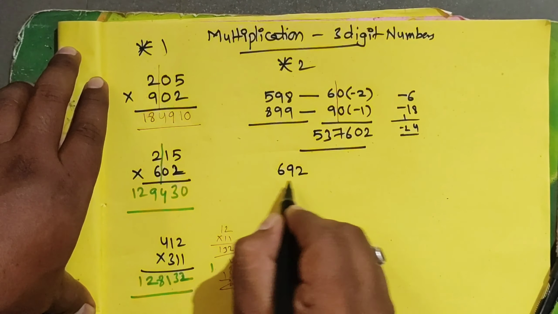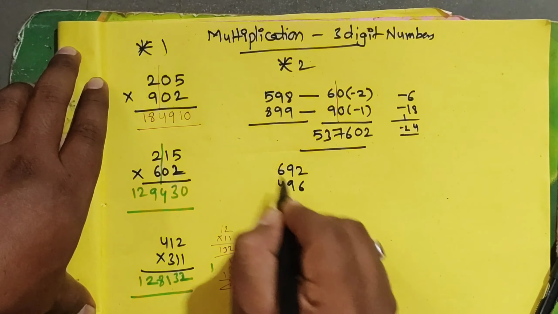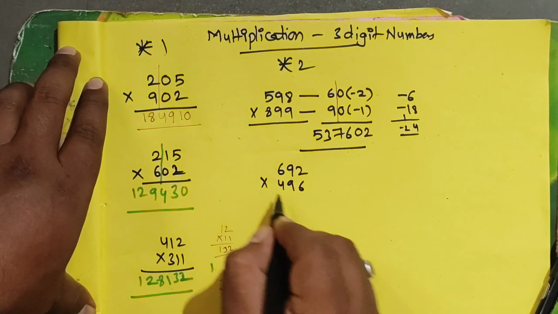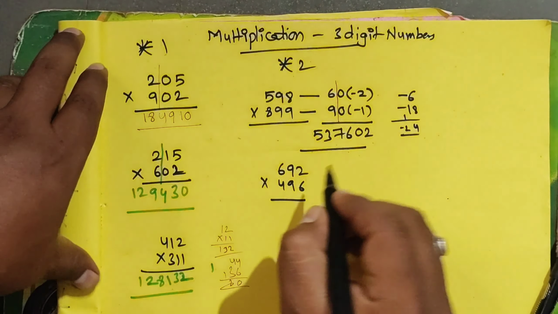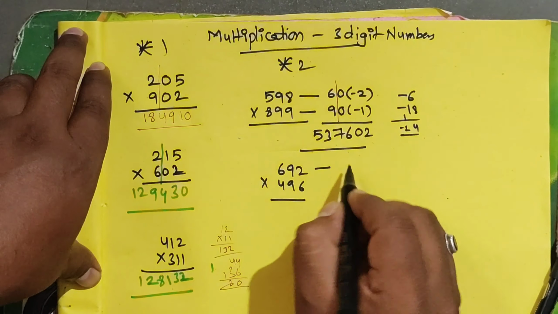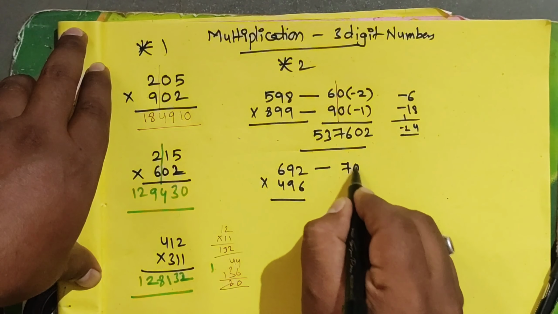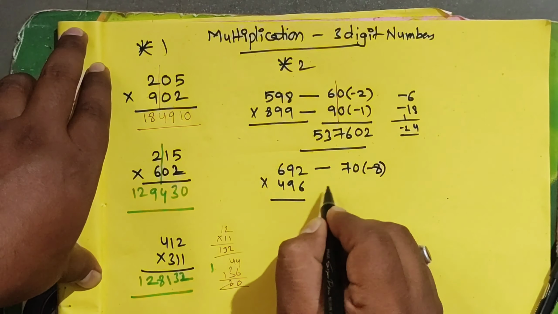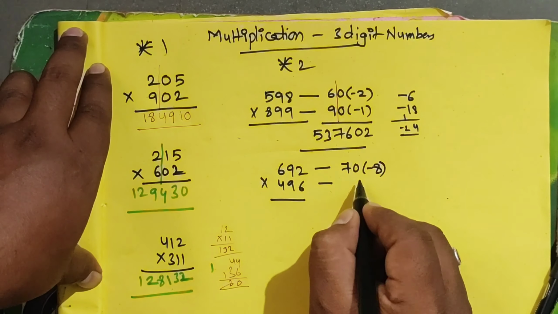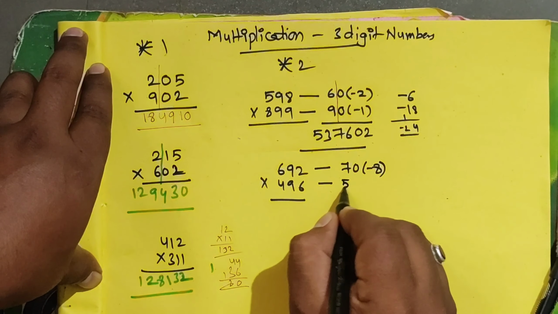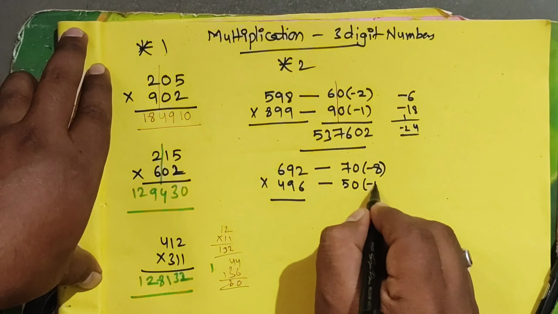692 and 496. We are multiply the numbers. So we don't know here the 96 table or 92 table. So we have to convert them into the simple numbers like this. This become the 700 minus 8. We can write. You can write that this one is the 500 minus 4, sir. 500 minus 4.